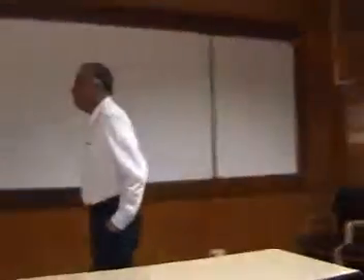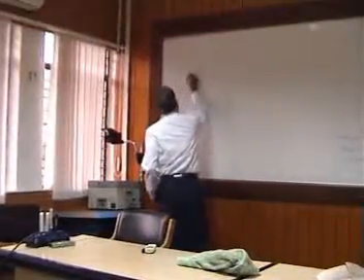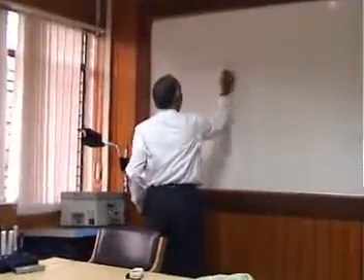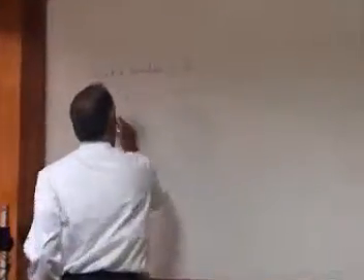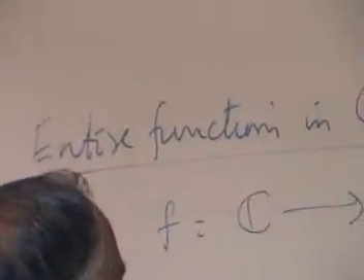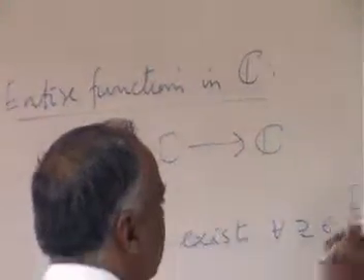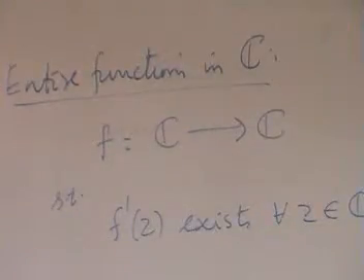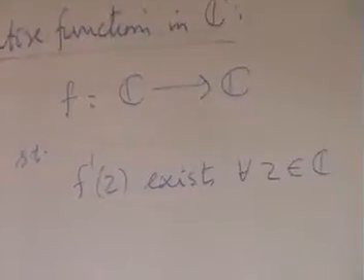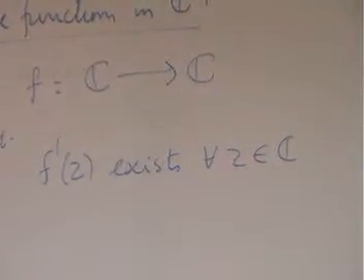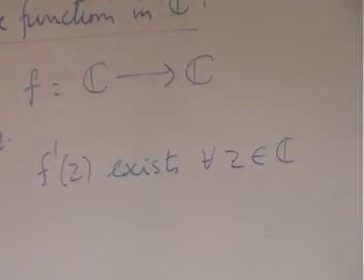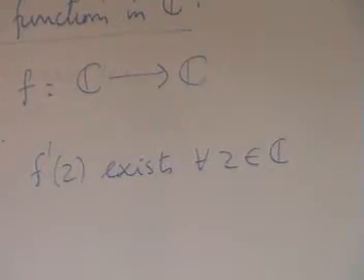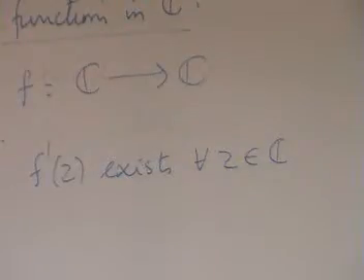Okay. So let me look at entire functions in C. What are they? They are functions from C to C such that f prime of z exists for every z in C. Any example? Constant. The derivative exists at every point, f(z) equal to 4. f(z) equal to z, the derivative exists at every point, it's 1. f(z) equal to z square, the derivative exists at all points. f(z) equal to z cube, the derivative exists at all points. In general, f(z) equal to z to the power of n, where n is a non-negative integer, the derivative exists at all points.